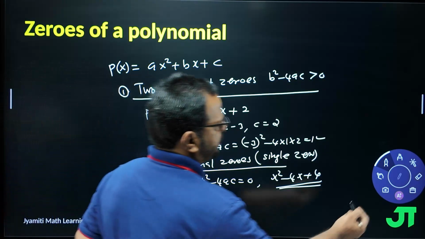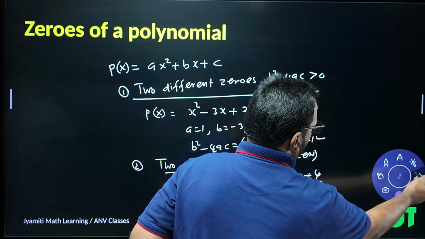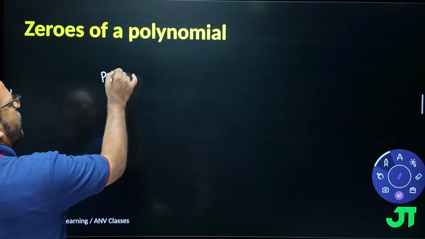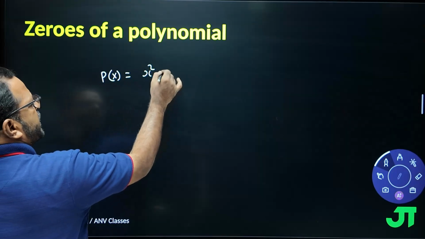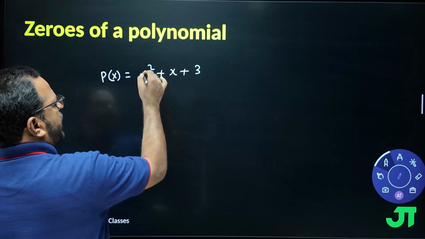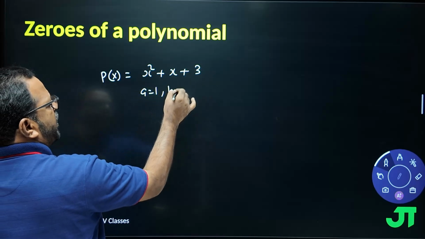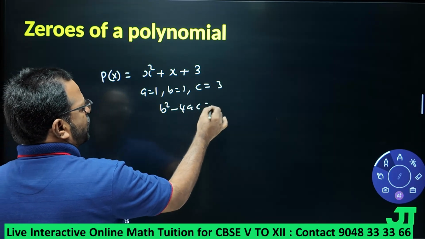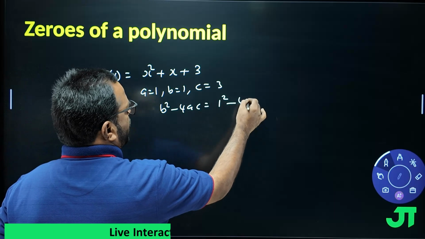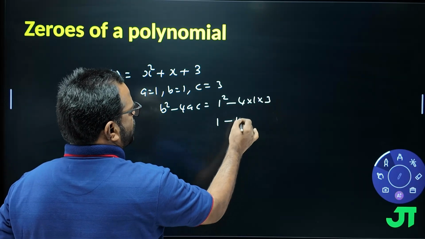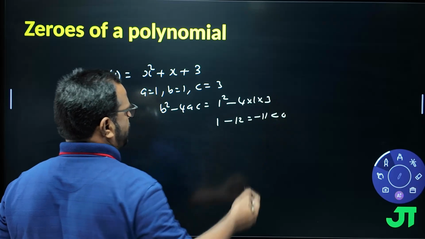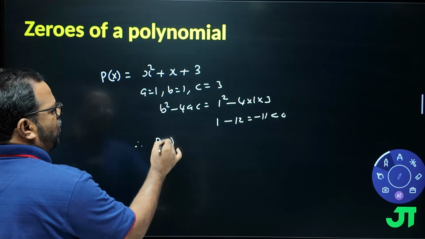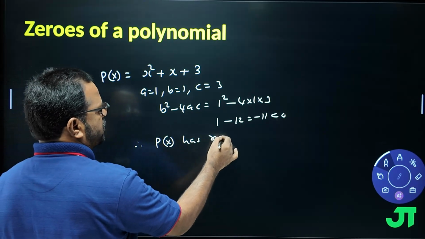Finally, the third concept, a polynomial having no zeros. p of x is equal to x square plus x plus 3. Here a equal to 1, b equal to 1 and c equal to 3. b square minus 4ac equal to 1 square minus 4 into 1 into 3. That is 1 minus 12, which is equal to minus 11, that is less than 0. Therefore, this polynomial p of x has no real zeros.